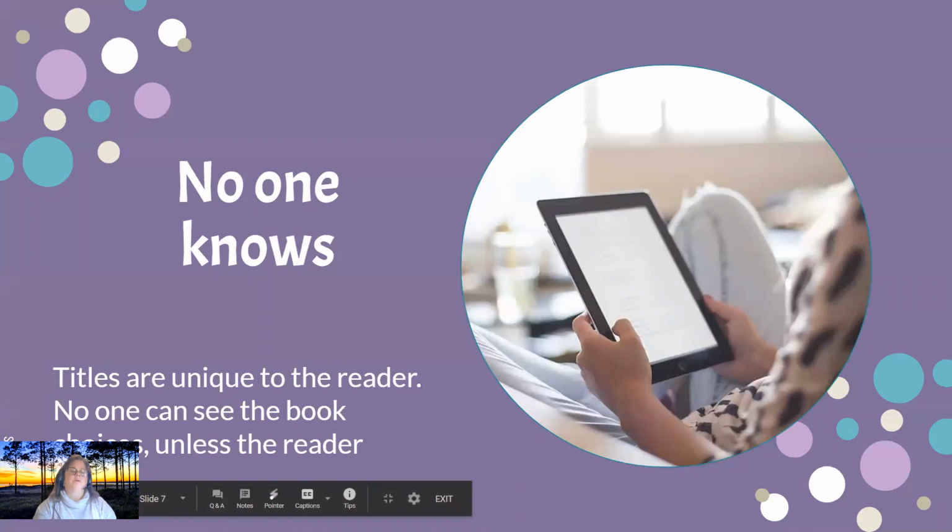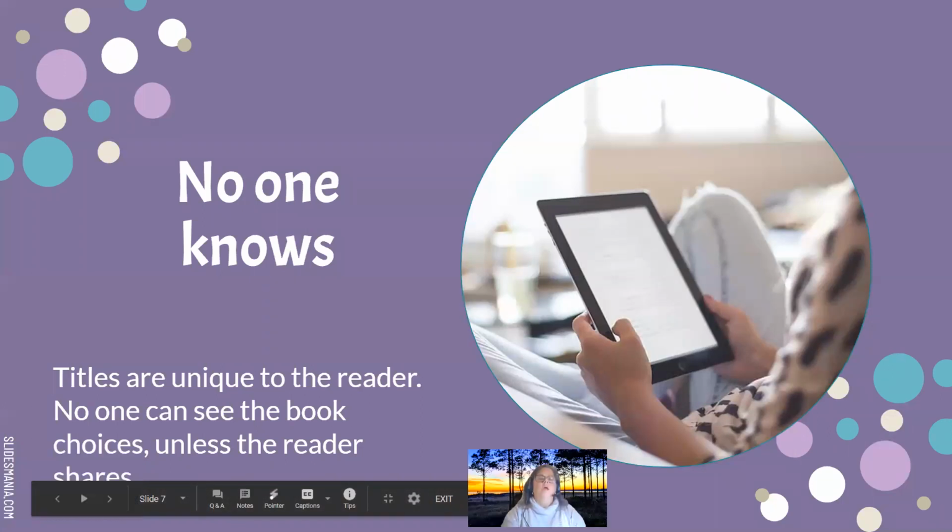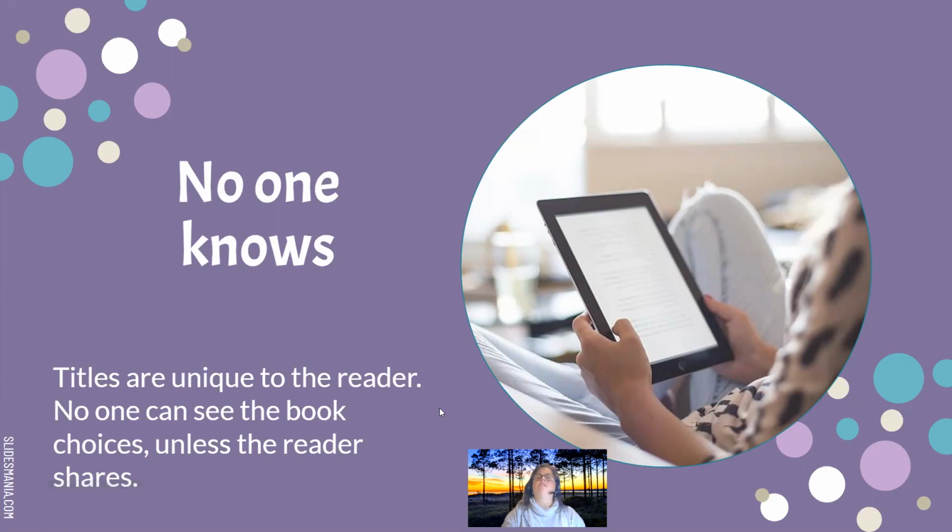This is also really important. No one knows. The titles are unique to the reader. No one can see their book choices unless the reader shares. So if it is a middle schooler who really needs to be working on a beginning chapter book, that's okay. Nobody needs to know what he or she is reading. Or if it's a book about a sensitive topic for a student, nobody can tell on that book. Okay. I've had students at the high school level that were looking at books dealing with gender issues.